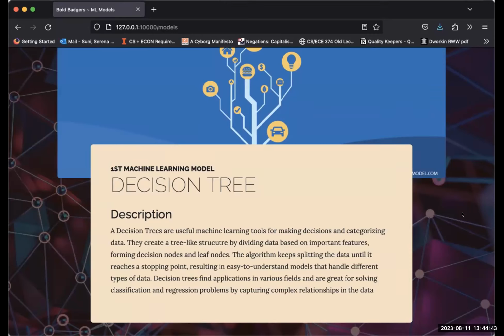Basically, how a decision tree works is that it creates a tree-like structure by dividing data based on important features, and that forms decision and leaf nodes. The algorithm keeps on splitting up this data until it reaches a stopping point. This algorithm is pretty easy to understand, and it can handle many different types of data.